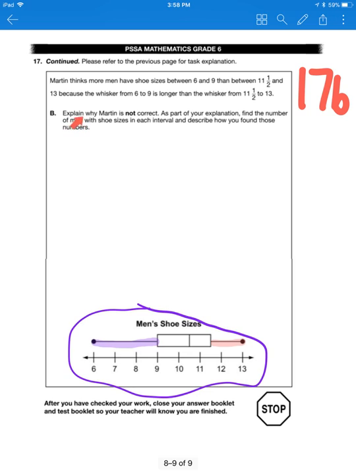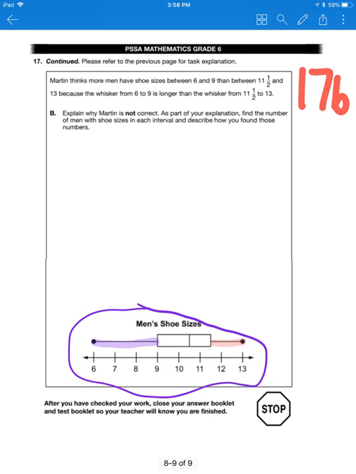Now, it says explain why Martin is not correct. So I'm going to start with telling us why Martin doesn't know what he's talking about. Then it says, as part of your explanation, find the number of men with shoe sizes in each interval and describe how you found those numbers. Okay, so let's talk about why Martin is not correct.